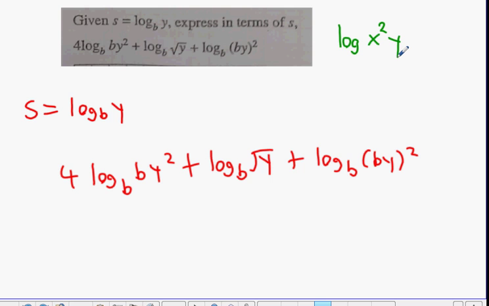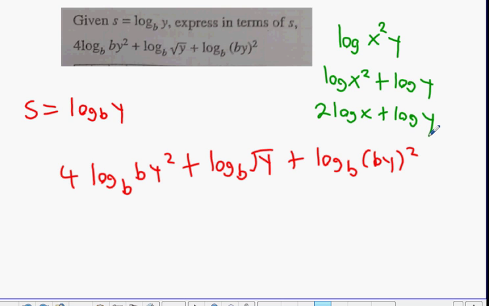So here's what you'd have to do. You can do it like this. You'd split them first, everybody ready? And you get log x squared plus log y. And then you can get 2 log x plus log y. Is everybody on board so far?